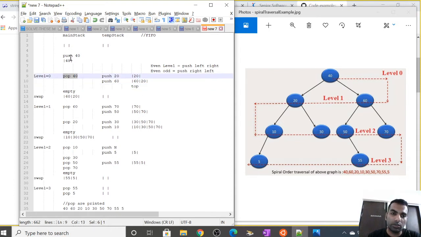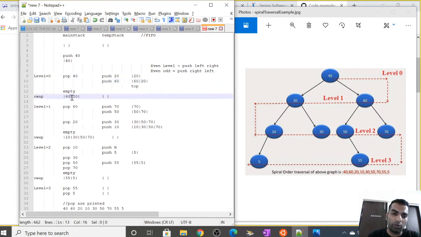Now since there was only one element in the main stack, the stack becomes empty after popping. Whenever the main stack becomes empty, we have to swap the stacks. So our temporary stack was 60 and 20, sorry, and our main stack was empty, so we will swap. Now our temporary stack will become empty and the main stack will become 60 and 20. Now again we are at level 1. At level 1, this is an odd level, we will be pushing right and left.